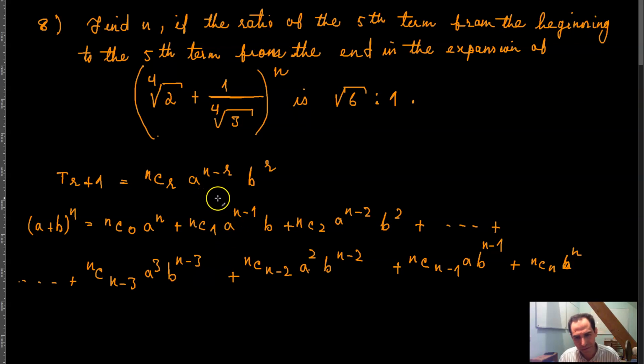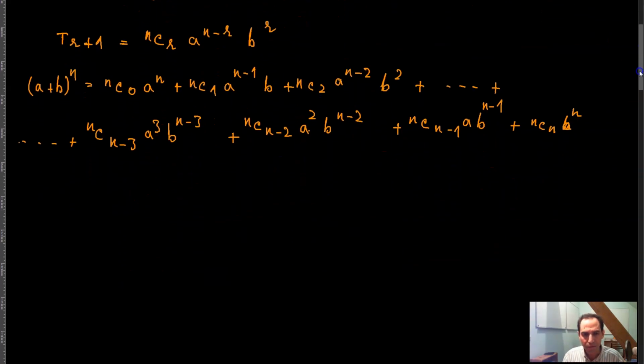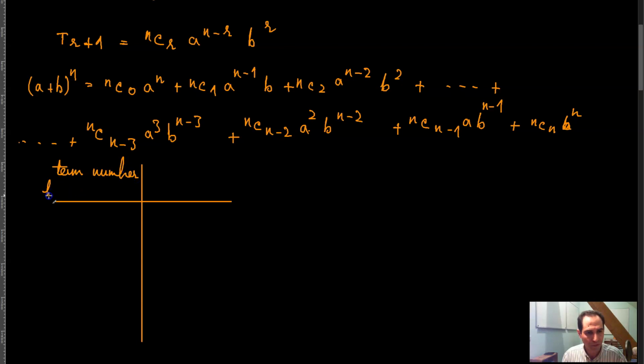So what this means is that the last term over here becomes n combination n, b raised to the power n. So basically this is the term number from the beginning, and this is the term number from the end.